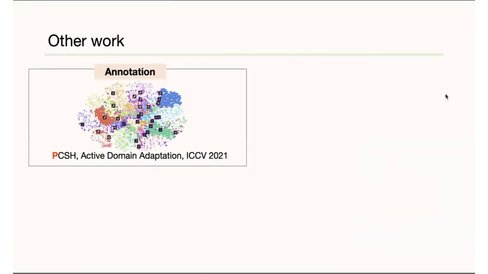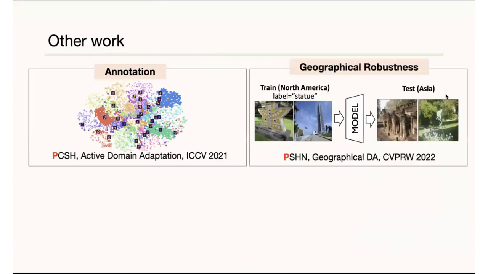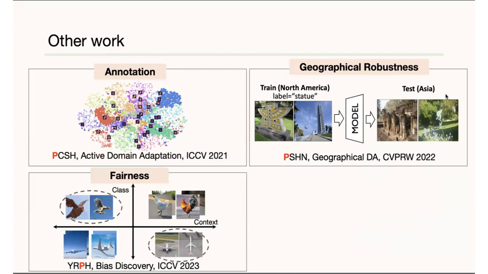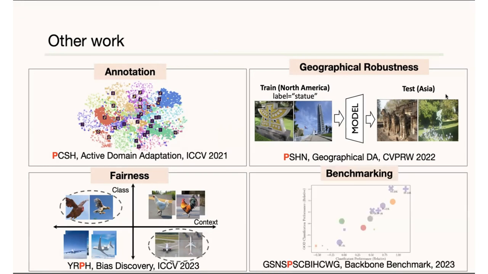Besides what I talked about today, I've also worked on other problems in the robustness space, specifically active learning for transfer, and geographical domain adaptation, where we're concerned with how to adapt models trained on, say, images from North America to generalize to images in Asia. Also a more general framing of the dataset bias problem, which has many fairness applications: discovering spurious correlations and mitigating reliance on them. And extensive benchmarking of off-the-shelf models available today to see how robust they are relative to one another.